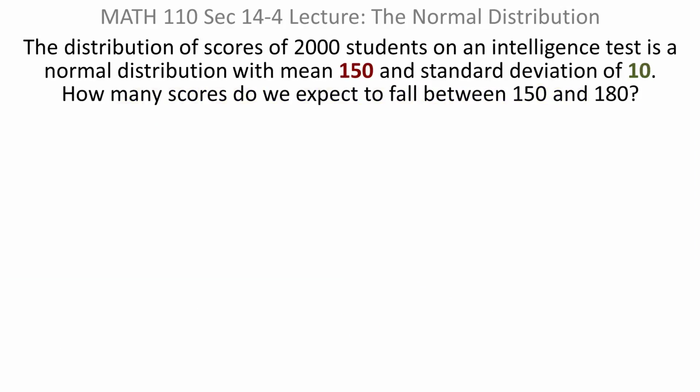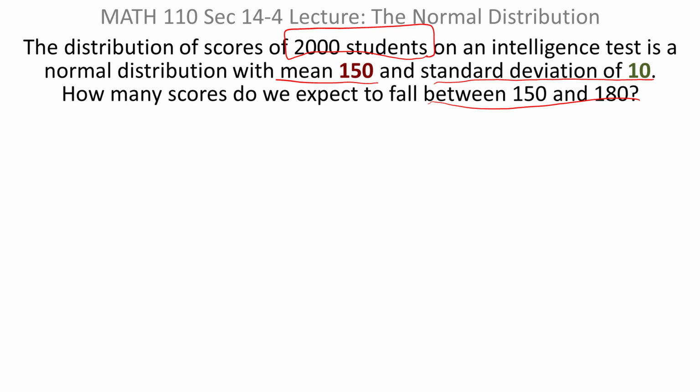Here's another one. The distribution of scores of 2,000 students. I've been working with 1,000 students. That made the arithmetic really nice. But it doesn't have to be the same. I'm going to 2,000 students this time. The distribution of scores of 2,000 students on an intelligence test is a normal distribution with a mean of 150 and a standard deviation of 10. How many scores do we expect to fall between 150 and 180?